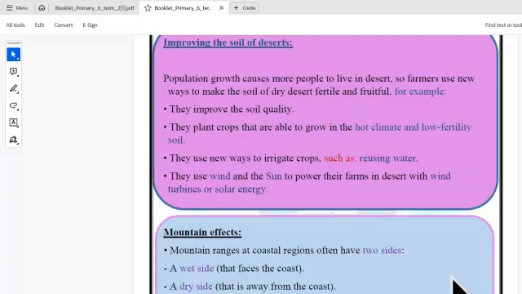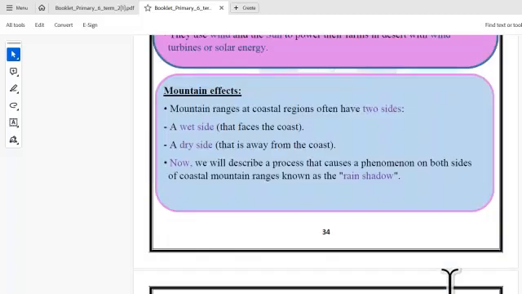Mountain ranges at coastal regions often have two sides, a wet side that faces the coast, and a dry side that is away from the coast. Now we will describe a process that causes a phenomenon on both sides of coastal mountain ranges known as rain shadow.